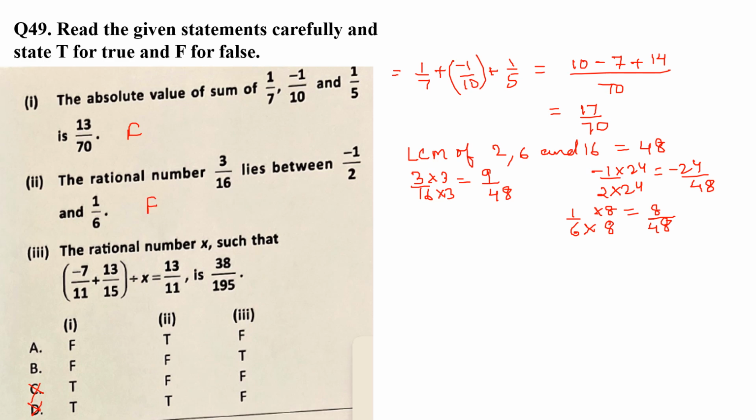So you can see the B option, where the first and second are both false. So from here you can conclude that B is the correct option. Okay.